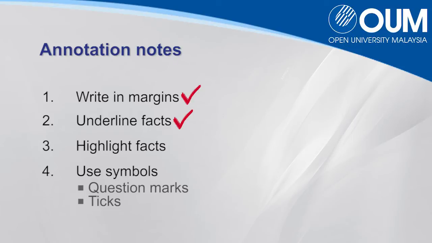You need to underline the facts on the page itself, or even use a highlighter to highlight the facts. Sometimes you may use symbols like question marks and ticks to make note of particular items on the text that you find useful. So I'll remind you, please don't do it on library books.